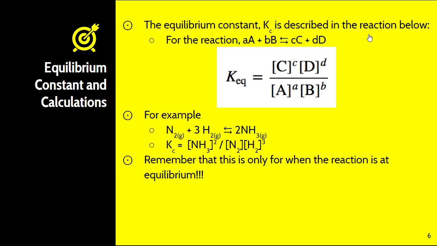The other thing to keep in mind is that your coefficient actually becomes an exponent when you go through and do this. So for example, if we look at the Haber process below, we have nitrogen combining with hydrogen gas to produce ammonia. In this instance, the equilibrium constant would be equal to the concentration of ammonia squared divided by the concentration of N2 times the concentration of H2 cubed. Remember that this is only for when the reaction is at equilibrium. If the reaction is not at equilibrium, this does not work, and this becomes something different that we'll talk about in a later video.